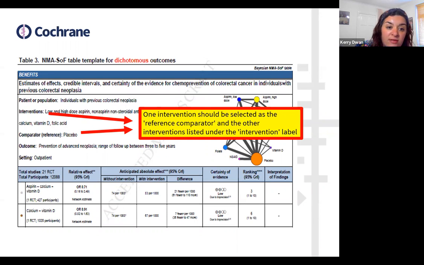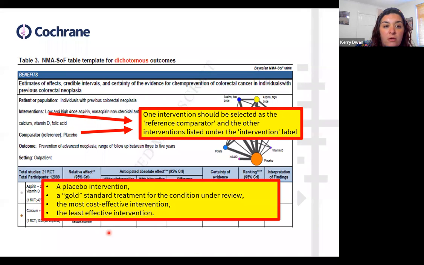But for network meta-analysis, it's suggested in this paper by Yepes Nunes that the summary of findings tables are done by outcome. So you can see here the outcome is prevention of advanced neoplasia, and then you would choose the comparator, and then list the different interventions as well. It suggests that the reference should either be placebo or gold standard treatment, most cost effective, or the least effective intervention. And again, this really should be specified in the protocol and justified.